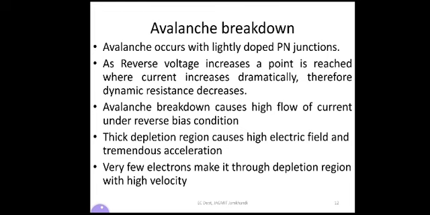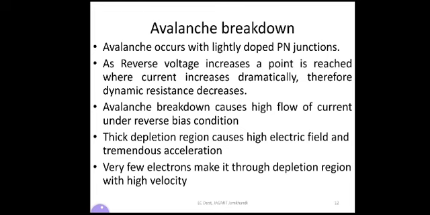So avalanche breakdown occurs in lightly doped PN junctions. Remember this, whenever the reverse voltage increases. Further, it is difficult to control this phenomenon as the number of charge carriers generated cannot be directly controlled here. Moreover, the avalanche breakdown voltage has a positive temperature coefficient.